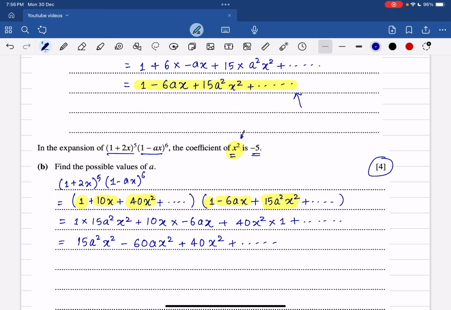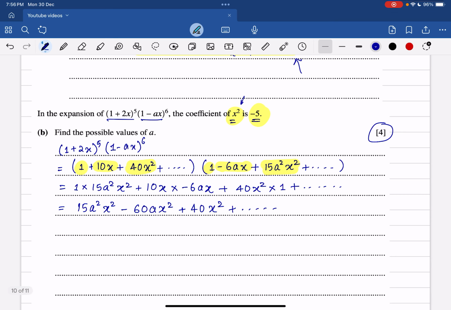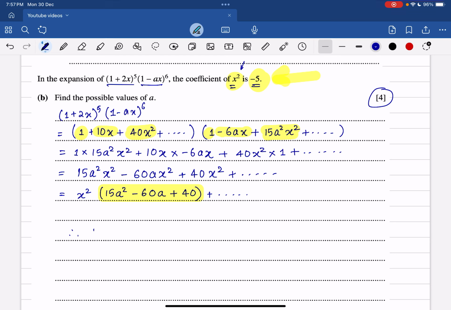Yes, one good thing that they have given is that the coefficient of x squared is equal to -5, which means if I take the x squared common over here, I will get 15a squared minus 60a plus 40 plus dot dot dot. Yes, which means this whole thing ideally should be equal to what? -5 over here, right? So let me equate that. Makes it 15a squared minus 60a plus 40 should be equal to -5.